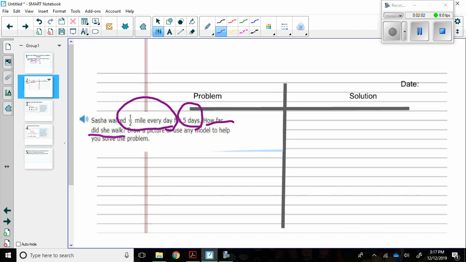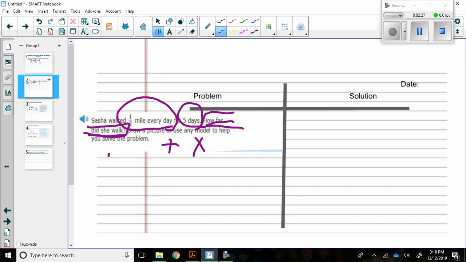Well, I want to know how far she walked. So in my mind, that light bulb's kind of going off when we come to evaluate. And I'm thinking, if I want to know how far she walked, I'm wanting to know the total. So I know that I am going to want to add when it comes to the operation I'm going to be using.